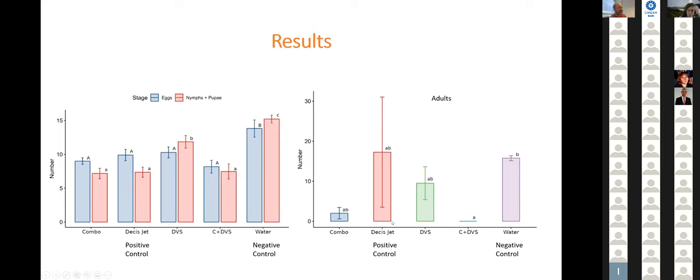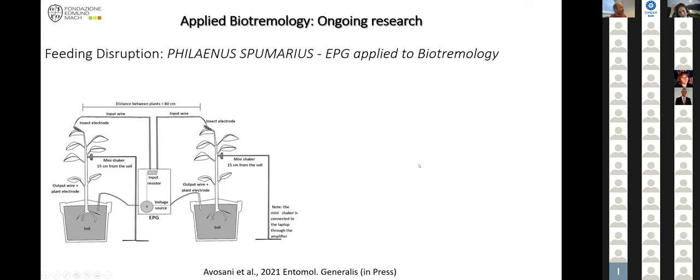While in the other cases, for instance Veggie, after a while, because we made only one treatment, the population rose again. But using vibrations, we have a long-term efficacy. So at the end of the test, the combination of vibrations with plant extract gave us the best results. Another example is the feeding disruption against Philaenus spumarius.